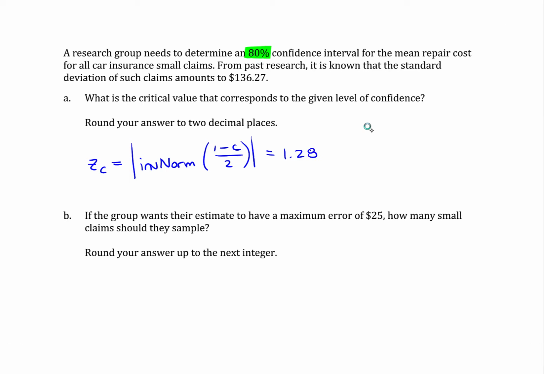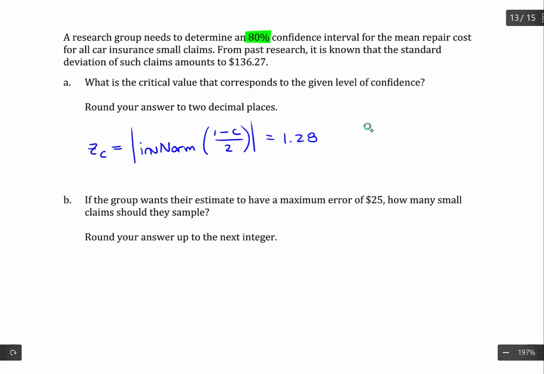Now, if the group wants their estimate to have a maximum error of $25, how many small claims should they sample? So the minimum sample size, there's a formula for this. It's n equals Z sub C times sigma divided by the margin of error, and then you square that value. All right, so we just found Z sub C. That's what we did in the first step.